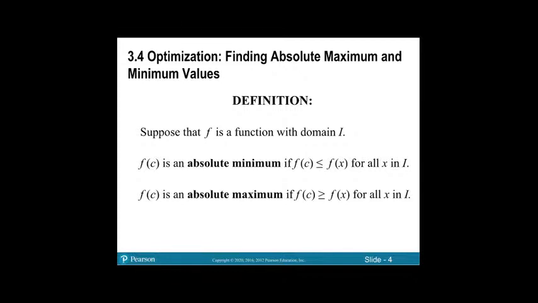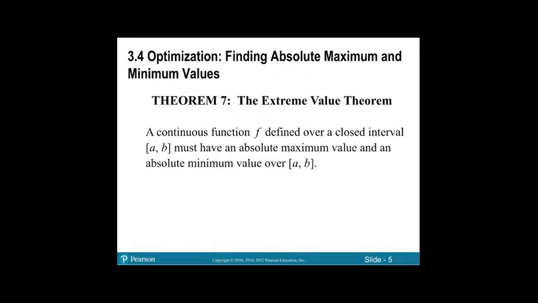Suppose that f is a function with domain I. Then f of c is the absolute min if f of c is less than or equal to f of x for all x in this interval I. f of c is an absolute max if f of c is greater than or equal to f of x for all x in I, okay? So a continuous function f defined over a closed interval [a, b] must have an absolute maximum value and an absolute min, right?